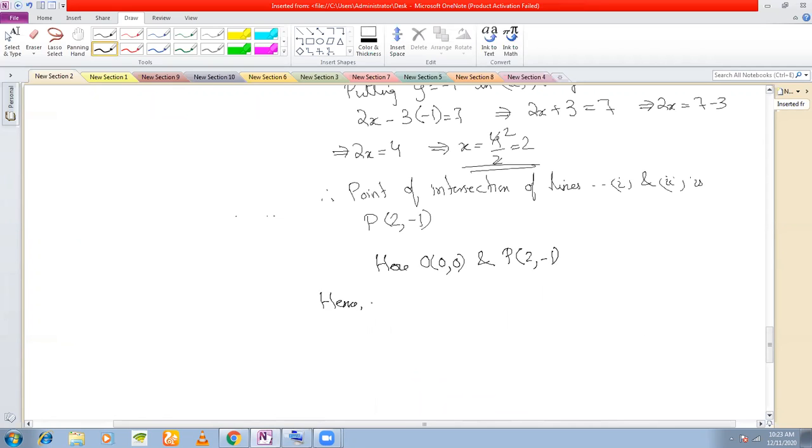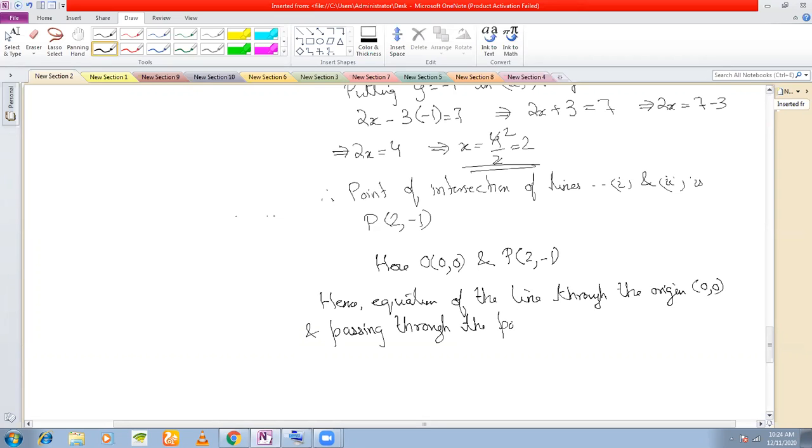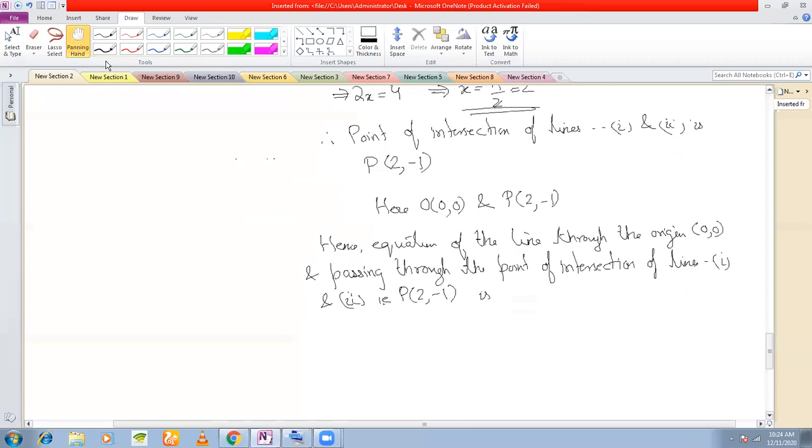Hence, the equation of the line through the origin (0,0) and passing through the point of intersection of 1 and 2, that is P(2, minus 1), is: use the two-point form, y minus y1 is equal to (y2 minus y1) by (x2 minus x1) into (x minus x1).